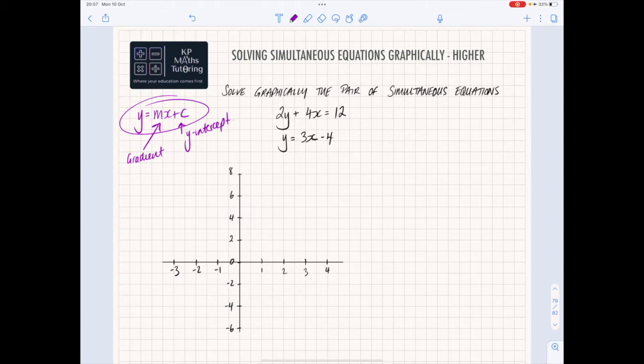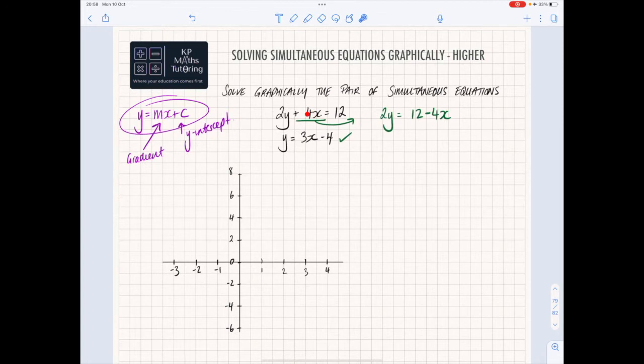So we're going to take a couple of shortcuts here on plotting, but the first thing we always want to think about is whether or not it's in that format. Looking at these two equations, I can see that bottom one's good. It's in the form of y equals mx plus c, but this one needs rearranging. So the first thing you're going to do is take the 4x over because you want to get the y on its own. So 2y equals 12 minus 4x.